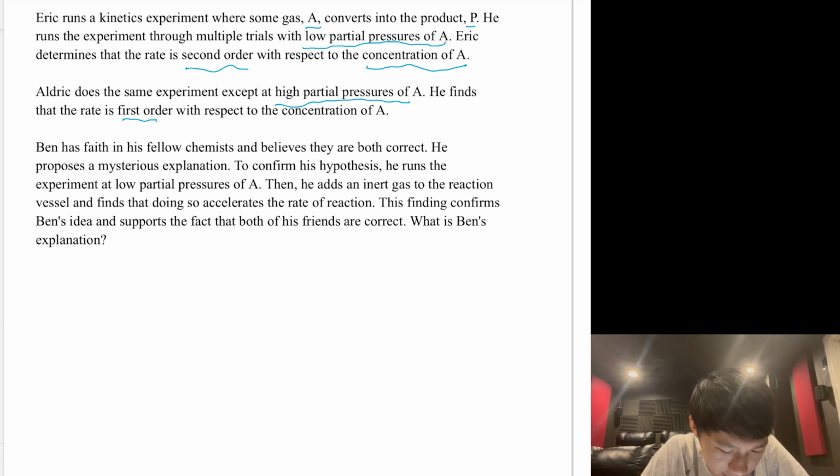Then, Ben comes along, and he has faith in his fellow chemists and believes that they are both correct. He proposes a mysterious explanation. And then, to confirm his hypothesis, he runs the experiment at low partial pressures of A, and then he adds an inert gas, so one that does not participate in the reaction, to the reaction vessel, and finds that doing so accelerates the rate of reaction. This finding confirms Ben's idea and supports the fact that both of his friends are correct.